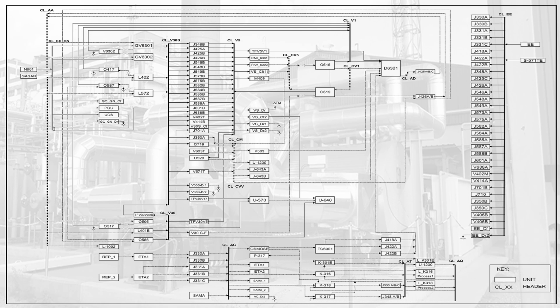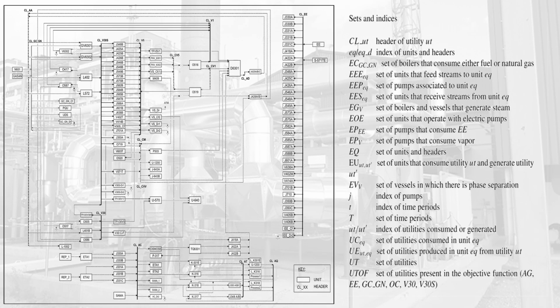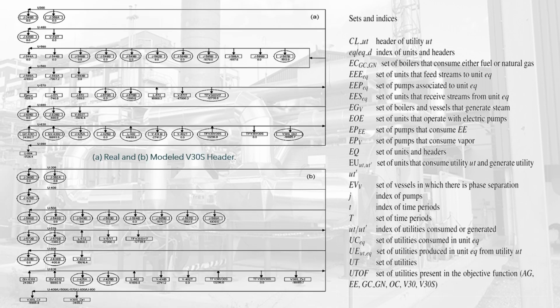There are also two other headers for condensate, CVV and CM, which originate from the vacuum system of the process condensation turbines. The images present the indexes and sets used in the model. Units with fixed operation do not need to be modeled, and their operating variables are simply included as parameters that are calculated from material and energy balances. For a given header of utility UT, their aggregated values are given as a summation in the term denoted UTCF.